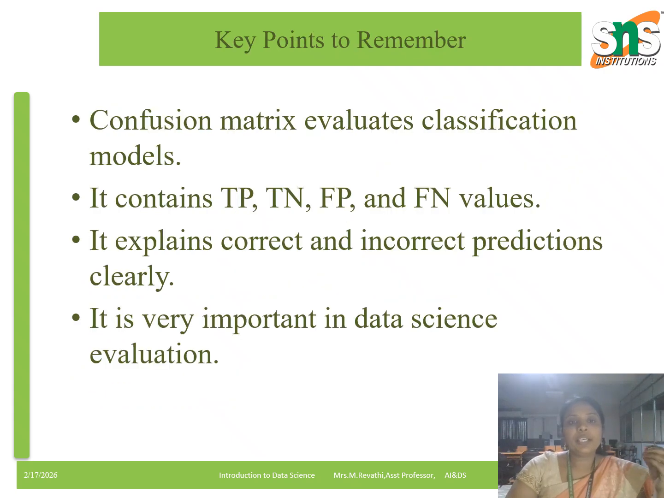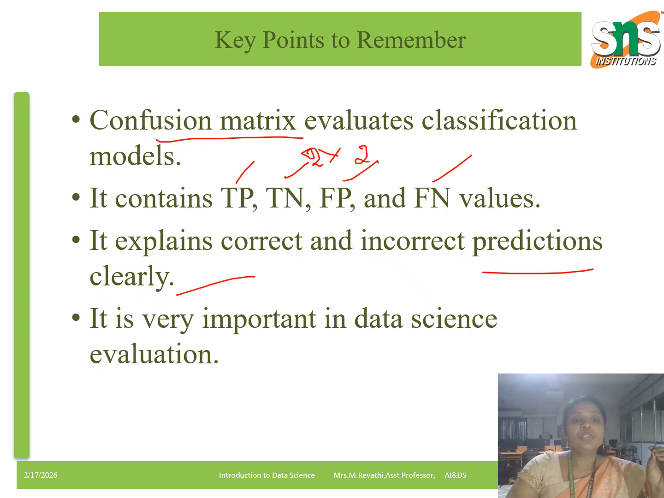We come to the end of the section. Let us see the key points to remember. In this presentation, we saw the confusion matrix. It evaluates a classification model. It is represented as a 2 by 2 table in a binary model. It contains true positive, true negative, false positive and false negative. It explains correct and incorrect predictions clearly. It is very important in data science evaluation.